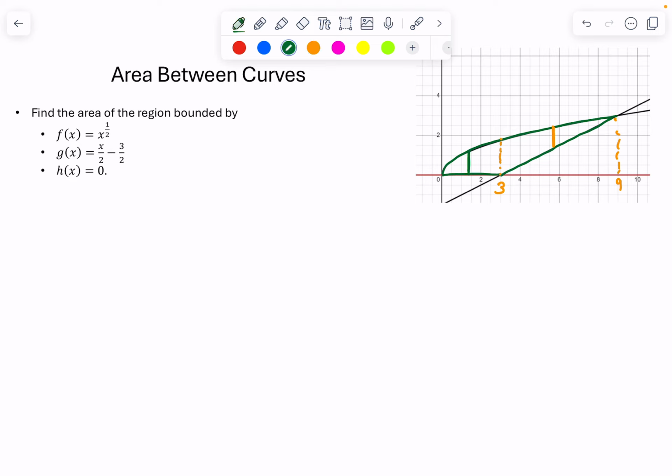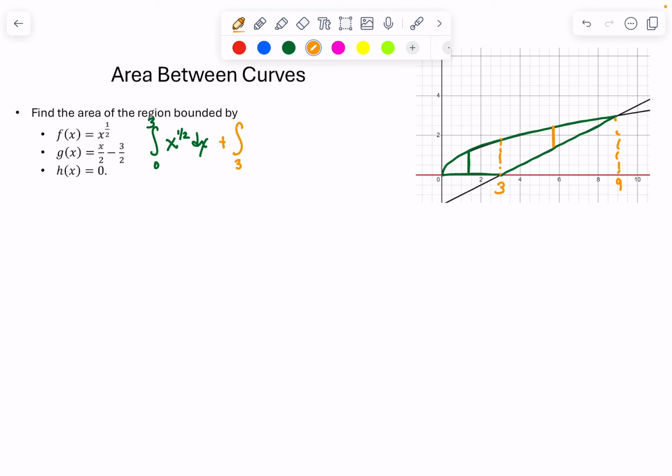First off, I'm going to go from 0 to 3. I'm going to add up all these little rectangles from 0 to 3, and the height of those rectangles is going to be x to the 1/2, and then we multiply by the width, which is our dx. That gives me the area to the left-hand side of x equals 3.